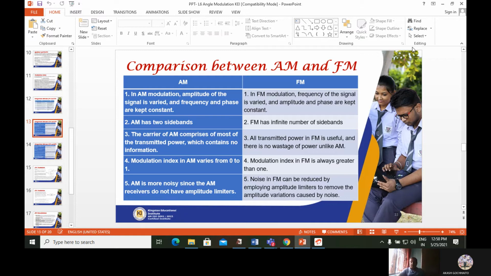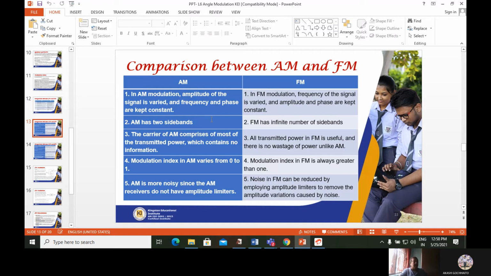So let us compare the advantages and the disadvantages of the two. First of all, in amplitude modulation, the amplitude of the signal is varied, as I already told, and the frequency and phase are kept constant. And in FM modulation, the frequency of the signal is varied, and amplitude and phase are kept constant. Right?